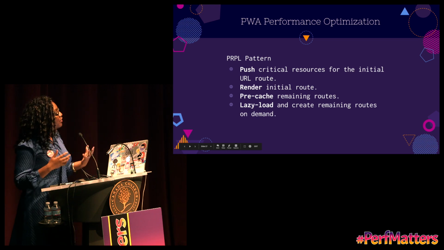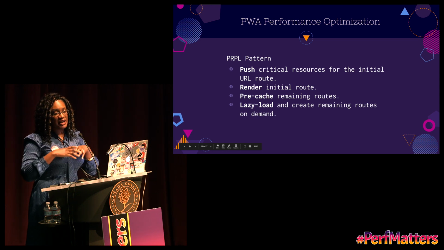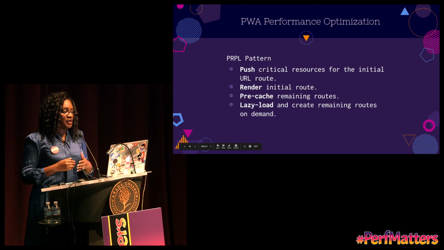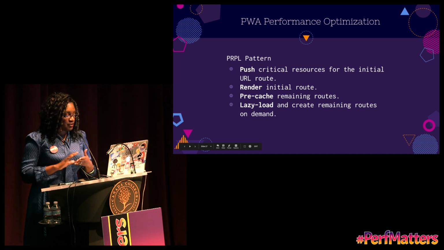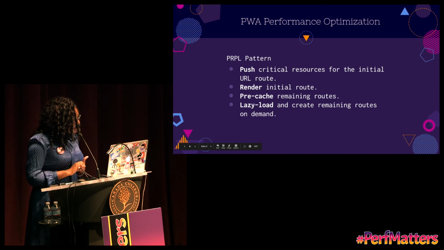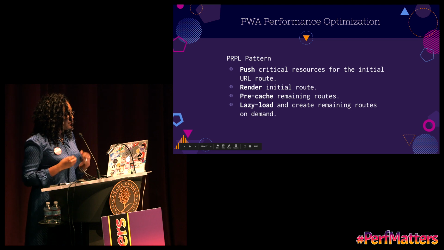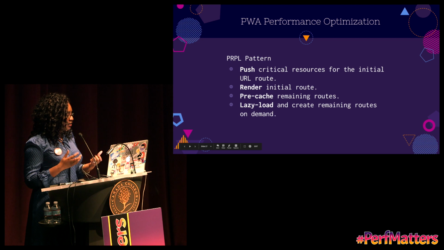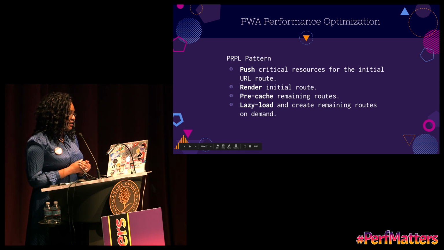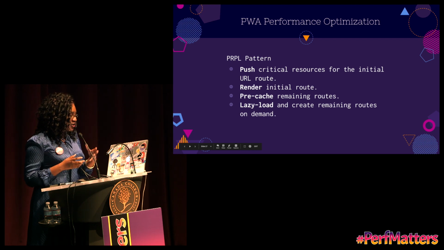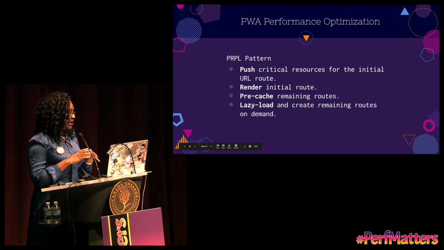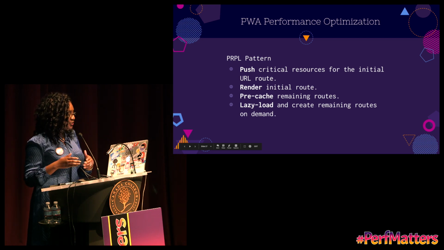And so we started looking for different patterns, like how do we change this monolithic code base that we had to something that could start to perform better and could move us on the path towards progressive web apps. And so PURPLE is a pattern for structuring and serving progressive web apps with an emphasis on performance of app delivery and launch. It stands for push, pushing critical resources for the initial URL route, rendering the initial route, and then pre-caching any remaining routes, and lazy loading and creating remaining routes on demand.